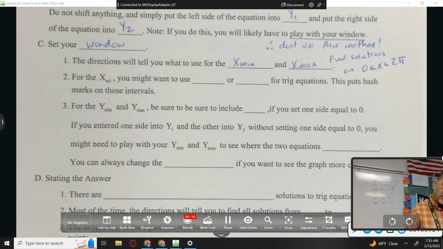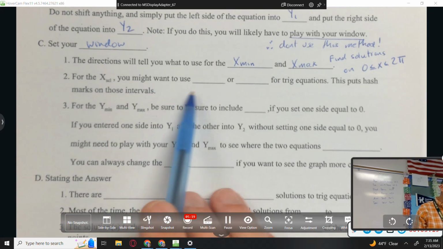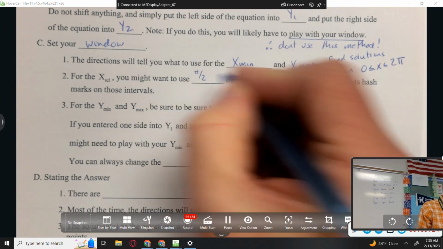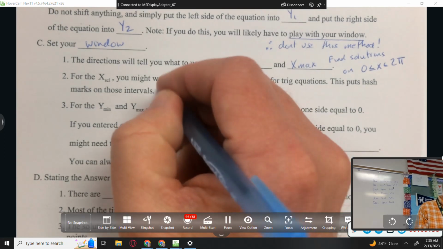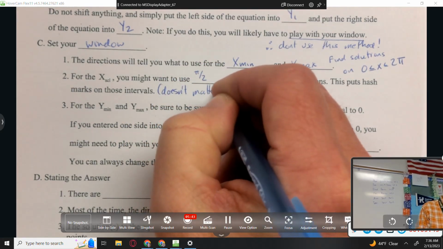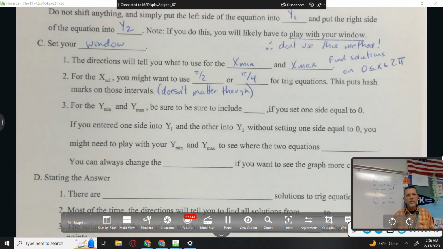For the x scale, that's basically how often you want a tick mark in x. It's kind of up to you. It really doesn't matter. But a lot of times we'll use pi over 2 or pi over 4. That'll put hash marks at regular spots. Again, it doesn't really matter what you pick. It so much doesn't matter that I'm going to even put doesn't matter. So not a big deal on that one.